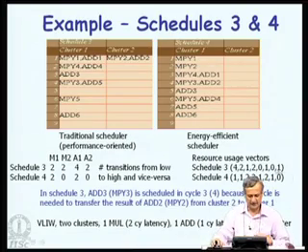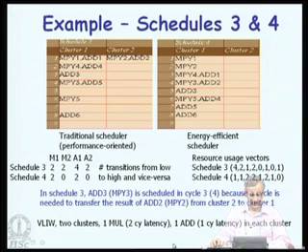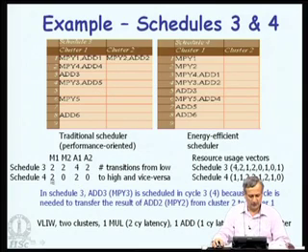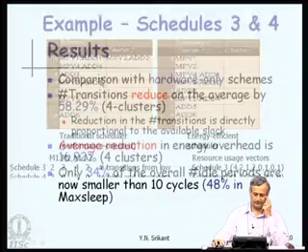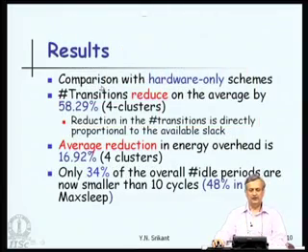So, the same example using two clusters. I will not elaborate too much on this again, it is enough to show that schedule number 4 has a lesser number of transitions and has a more uniform schedule compared to schedule number 3. Now, let us see what results we got out of this scheduling algorithm.